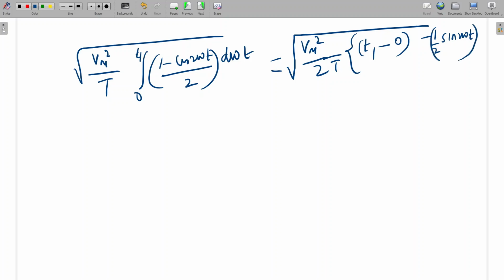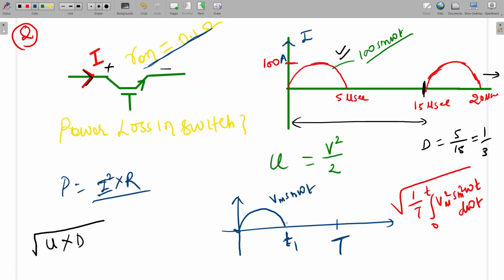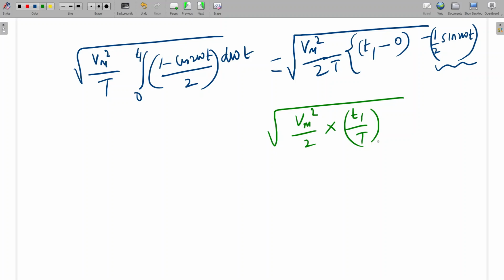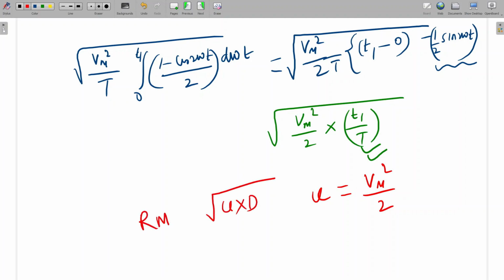Okay. So here we can see that at 0 and at t1 the values are the same for this waveform. So what can we say here? We can say that this value will be 0. So what will be the final value? The final value will be Vm square by 2 into t1 by t. So what is this factor? This factor is the duty. So we can say that U will be Vm square by 2, and the RMS will be the square root of U into D. So this will be the RMS.